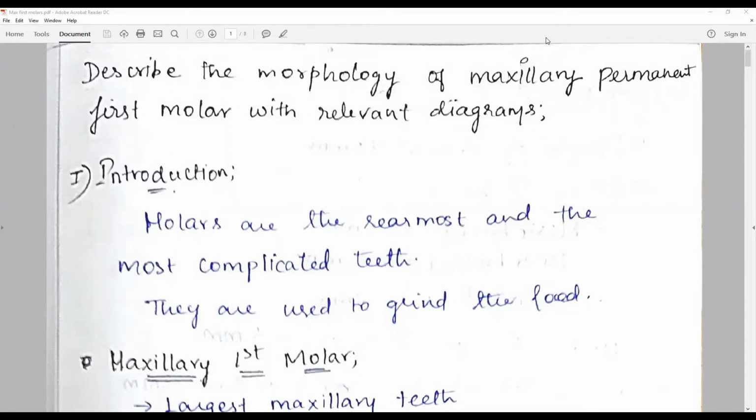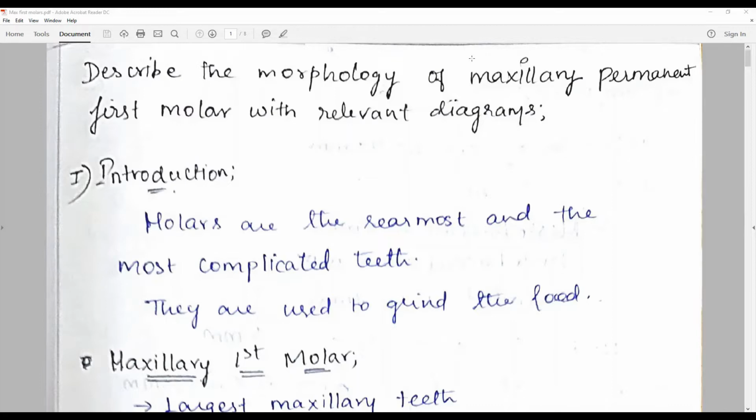And the tooth morphology question that we are going to discuss is the morphology and dimensions of the maxillary permanent first molar with relevant diagrams. This is a very important question. The maxillary first molar and mandibular first molar are very often and repeatedly asked in university exams. It may be any university that you follow or are a student of, but this question has fascinated many of the examiners. And it is very easy to score because it's nearly confirmed. Every other exam has this question.